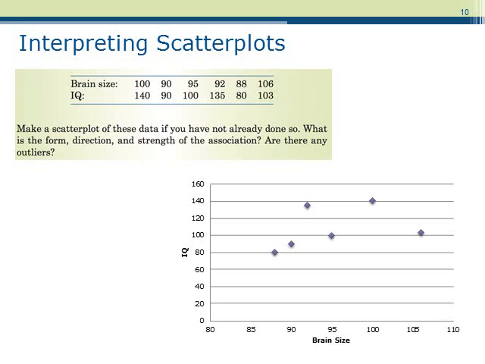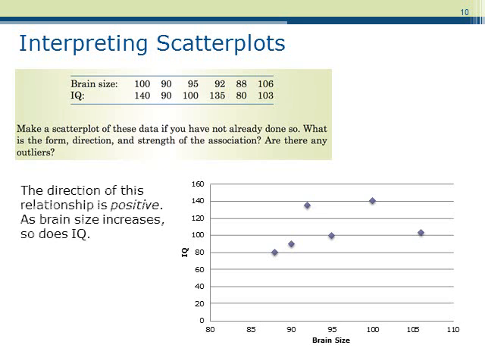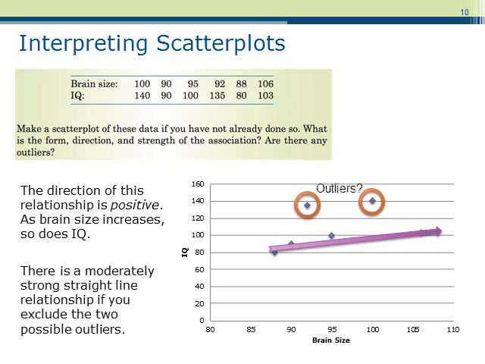So let's return to our scatter plot comparing brain size and IQ. What is the form, direction, and strength of the association? And are there any outliers? The direction of this relationship is positive. As brain size increases, so does IQ. There is a moderately strong straight line relationship if you exclude the two possible outliers.